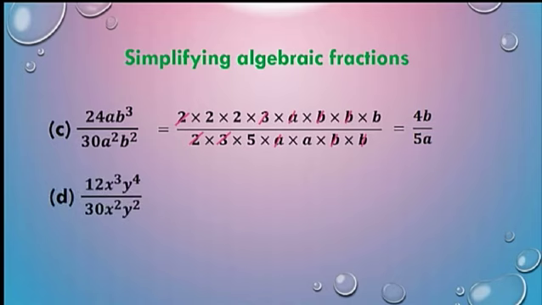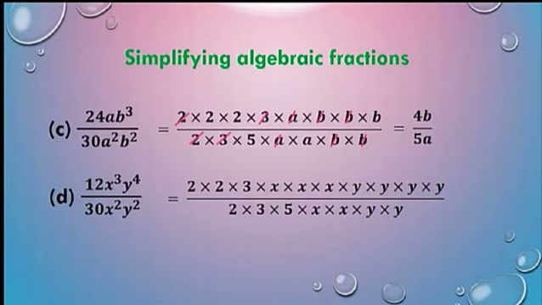Another example, we write them in expanded form, the numerator and the denominator, then cancel out the common elements from the numerator and denominator. The answer here is 2xy squared over 5. As you can see, in the numerator you are left with 2 times x times y, and in the denominator 5.